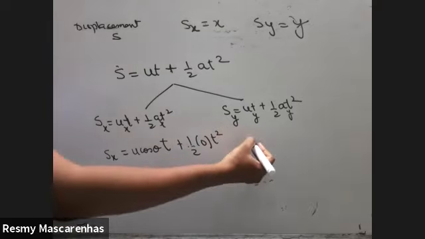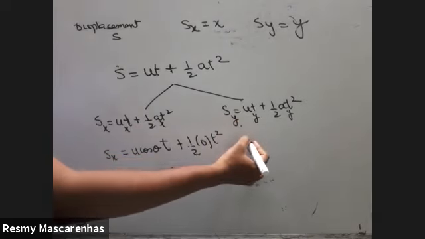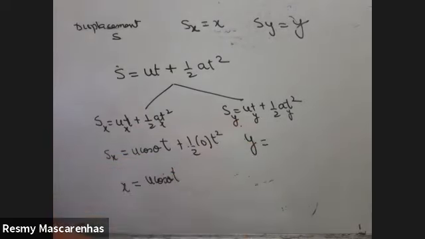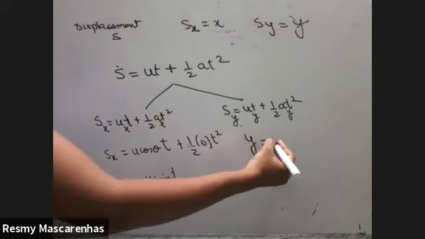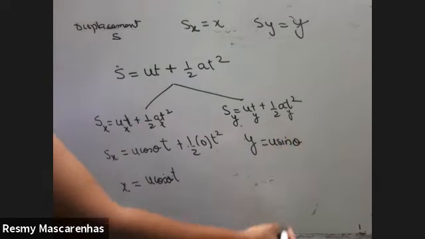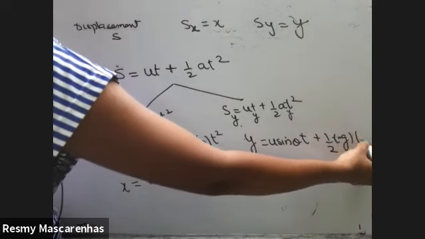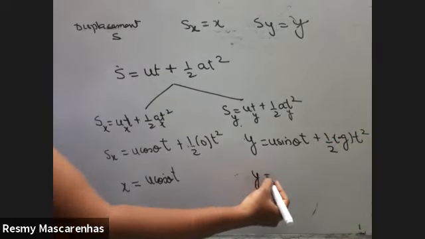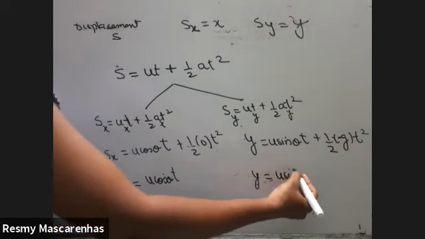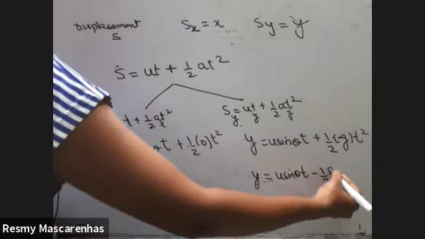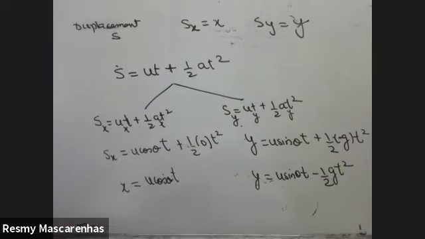Now for y, the value is y. Uy will be u sin theta, into t, plus half, this is minus g, into t. So y is equal to u sin theta into t minus half g t square. I just substituted the values from the table. That's it. Now if you see, both the equations are in terms of time.